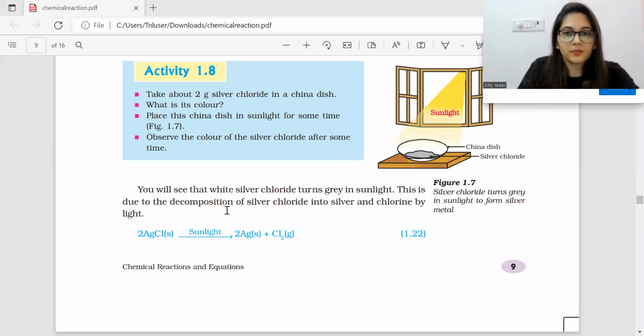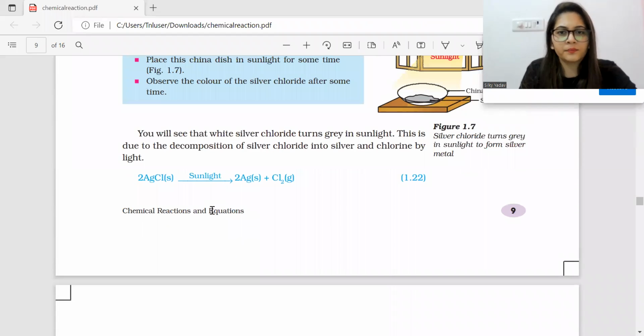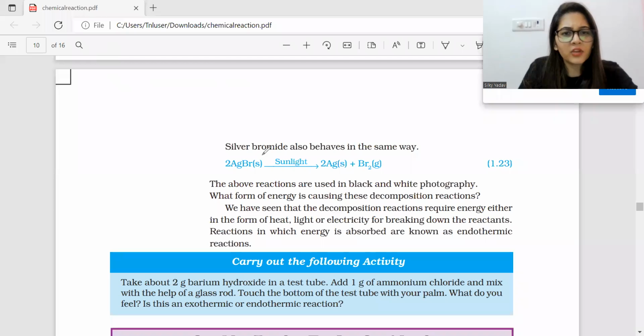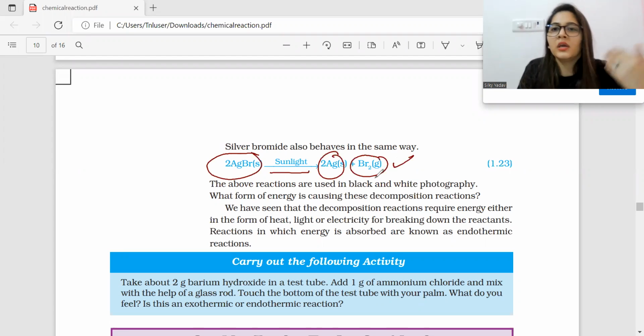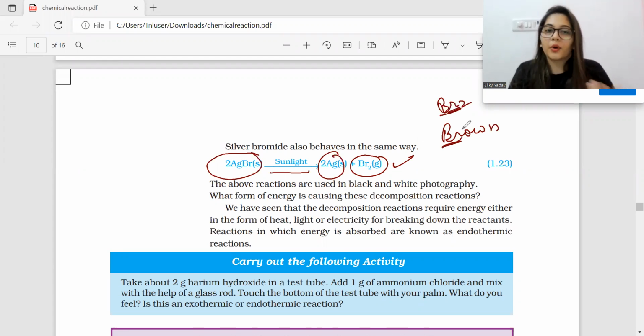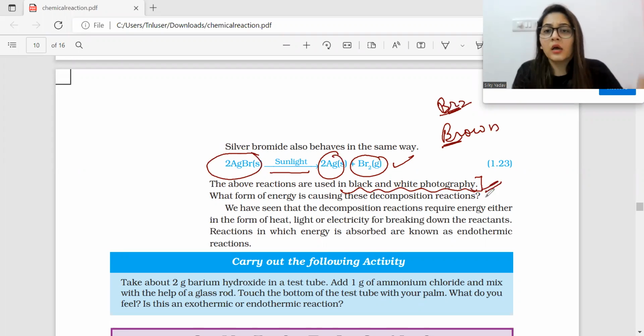Okay, let's move to the next part. Another one is silver bromide, whose reaction will also be the same. We have AgBr, and using sunlight we're getting Ag and bromine gas. Always remember bromine is also brown. The symbol for bromine gas is Br, Br for brown. The above reaction is used in black and white photography. All of you should remember that it is used in black and white photography.